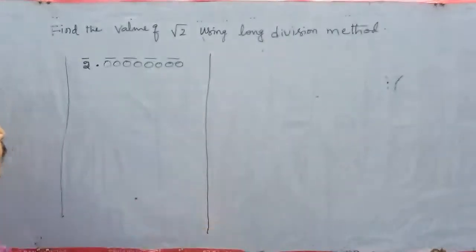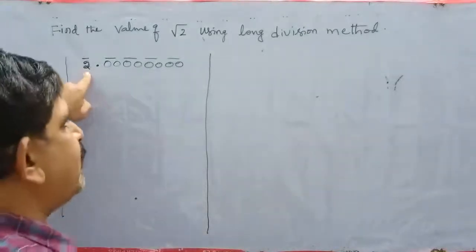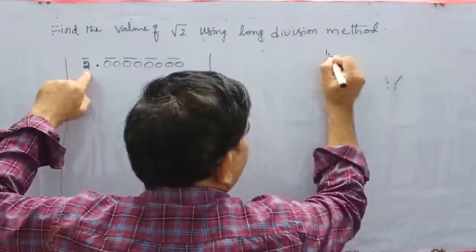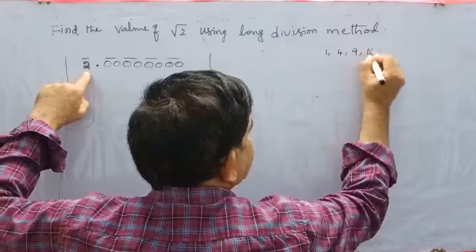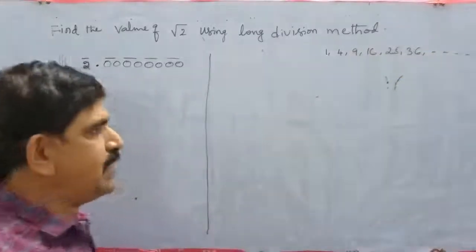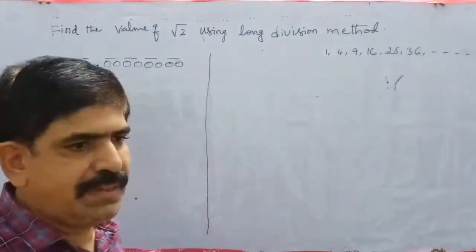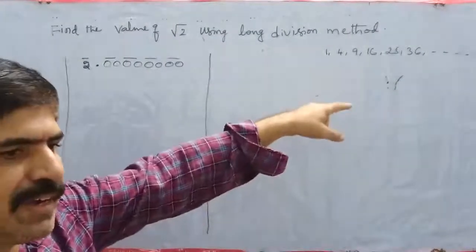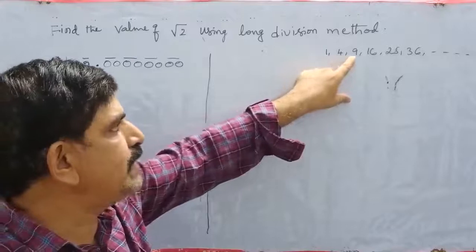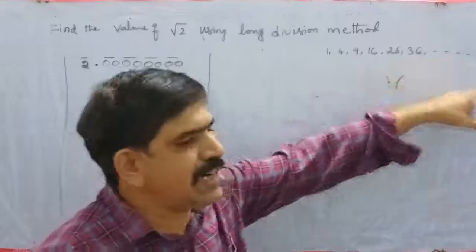For finding this value, you have to take the perfect squares. What are the perfect square values? See, we know that 1, 4, 9, 16, 25, 36 and so on. These are the perfect square numbers. That means the numbers which are multiplied by itself are called perfect square numbers. So 1 into 1 is 1, 2 into 2 is 4, 3 into 3 is 9, 4 into 4 is 16, 5 into 5 is 25, 6 into 6 is 36 and so on.